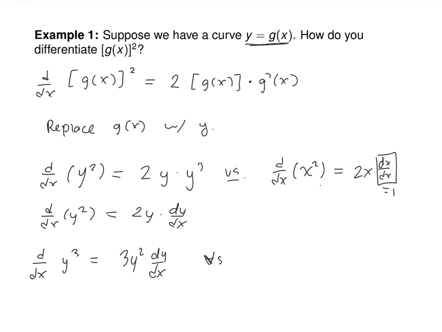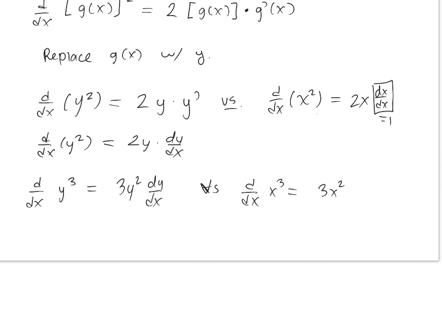Versus, what's the derivative of x cubed? Just 3x squared. What if I would have asked you to do d dy of x cubed? Do you see how this variable no longer matches that variable now? So what do you think it would be? Not 0, because x is usually a variable. Usually x doesn't mean a constant.